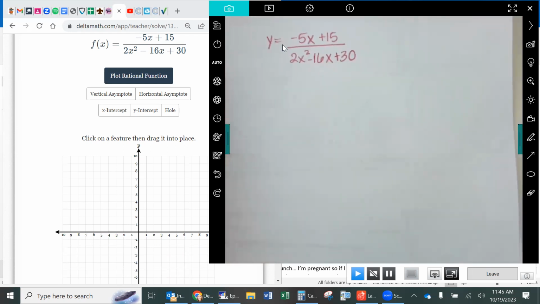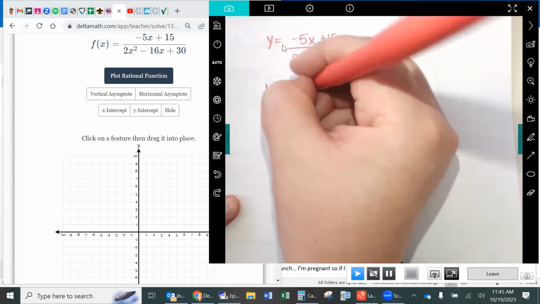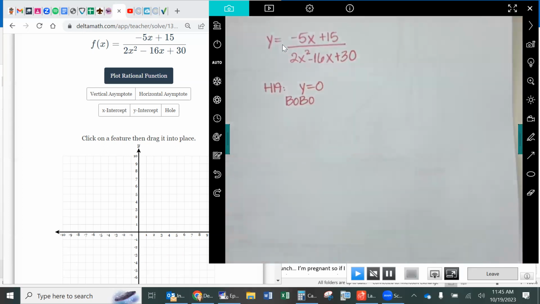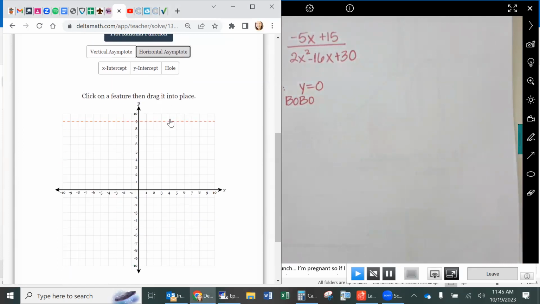All right. Bobo, bottom, Betsy, what do you think? Bobo is correct. So that means the horizontal asymptote is what? Bobo, right? 0. So I want you on your screen to click horizontal asymptote, and it's always going to pop up at 9. You're going to drag it down to be at a height of 0. So you're going to click and drag so that it's on the x-axis. Right here. Got it?